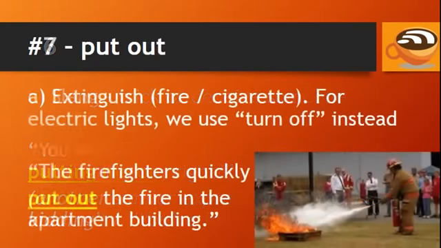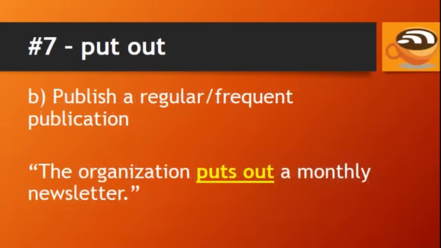Number 7. Put out means to extinguish a fire or cigarette. For electric lights we use turn off instead. For example, the firefighters quickly put out the fire in the apartment building. Put out can also mean to publish a regular or frequent publication. For example, the organization puts out a monthly newsletter.